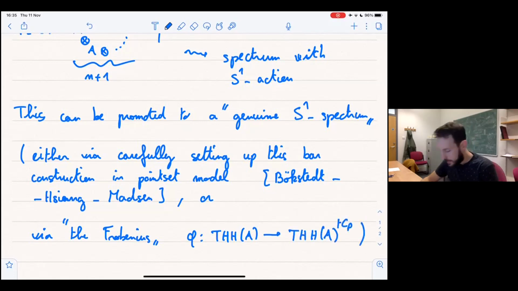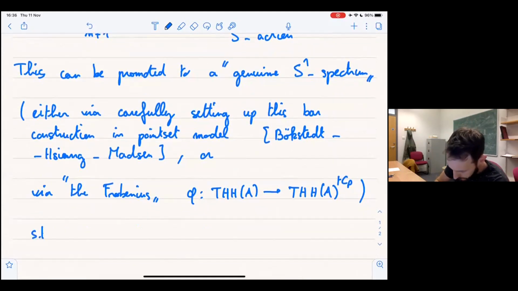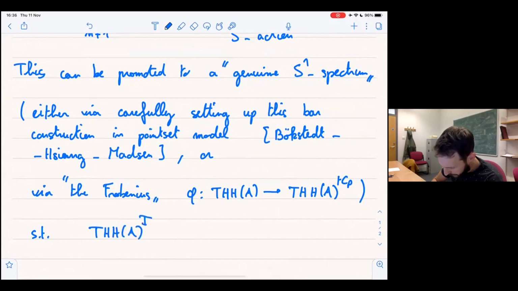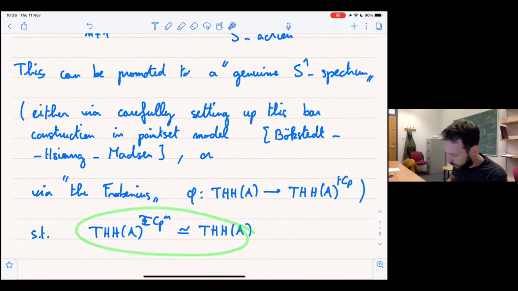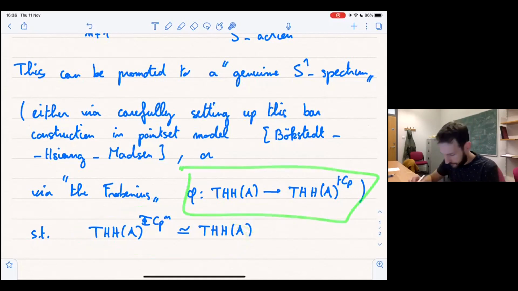Okay, but either way, no matter what approach you use, you get a genuine S1 spectrum, or to be really careful, you get a spectrum with the action of the finite subgroups of the circle. And the spectrum has the property that the geometric fixed points are equivalent to the underlying spectrum. So the geometric fixed points by all of the finite subgroups of the circle are actually equivalent to the original. Something with this property is called a cyclotomic spectrum.